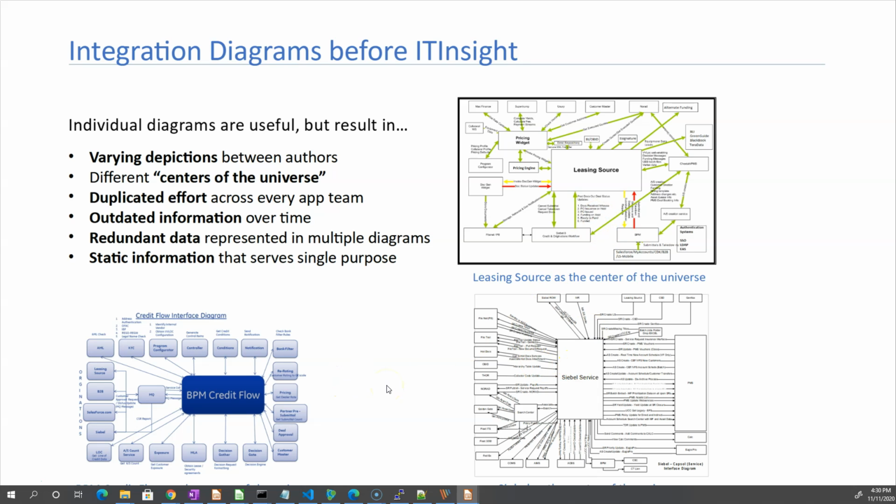And they're static, obviously, because these are PowerPoint presentations or Visio diagrams. As a result of them being static, they get outdated very quickly. If anything changes, these get outdated. And as I pointed out, the data is redundant. We can show the same systems with the same integrations on multiple flows. Again, something that I want to address in creating ITInsight.